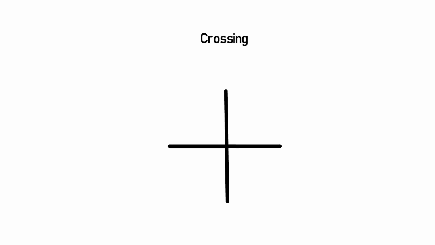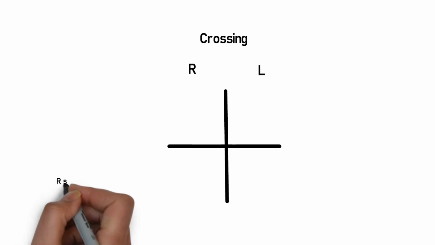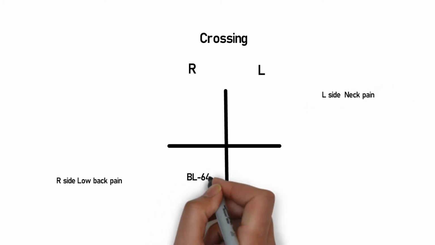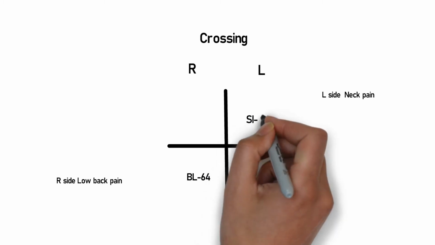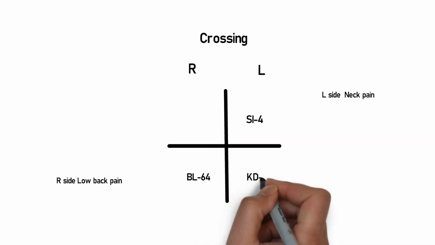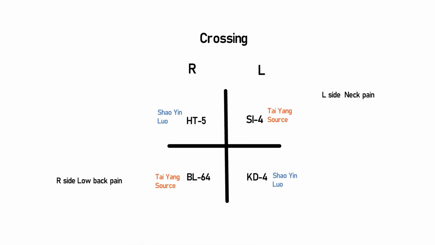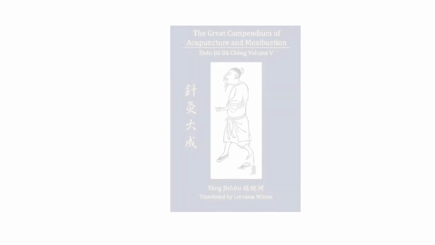Crossing. I usually cross treatments when I'm looking to promote a strong qi movement and cover a broad area in the body. Using a similar example, let's say this patient has a right side low back pain and a left side neck pain. So I would use bladder 64 on the right side, small intestine 4 on the left side, kidney 4 on the left side, and heart 5 on the right side. And we can go on and on.